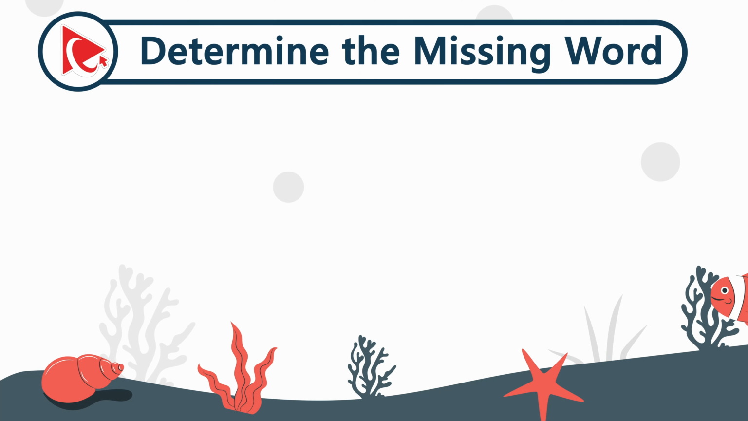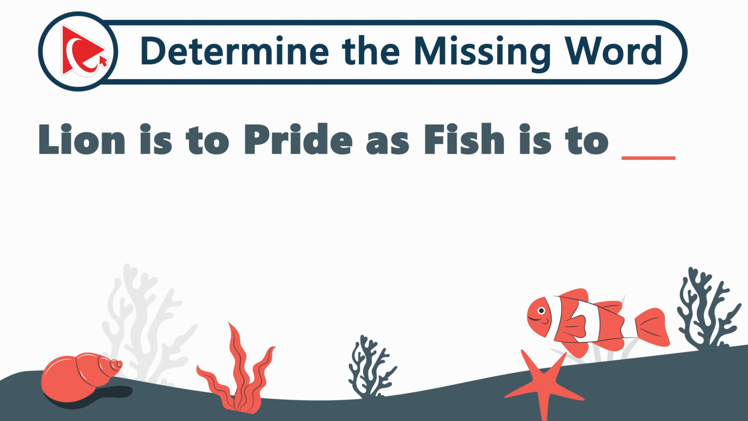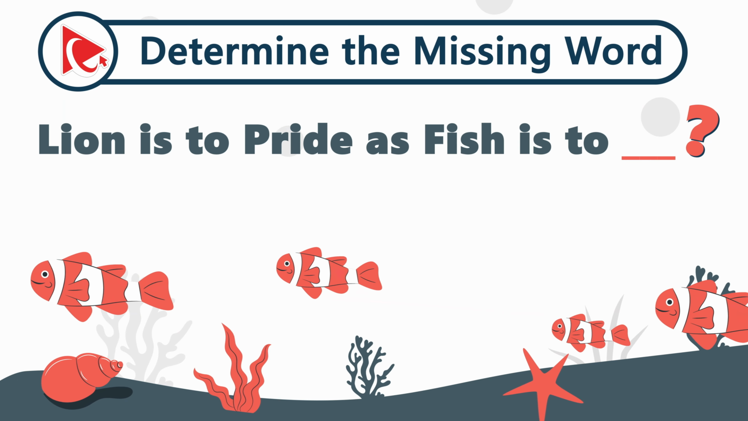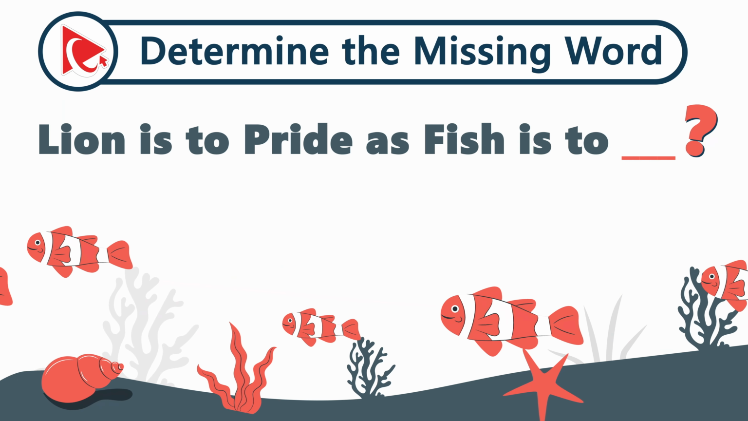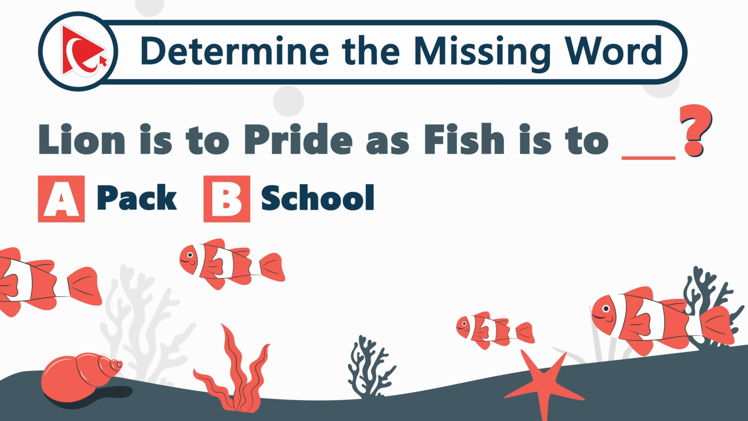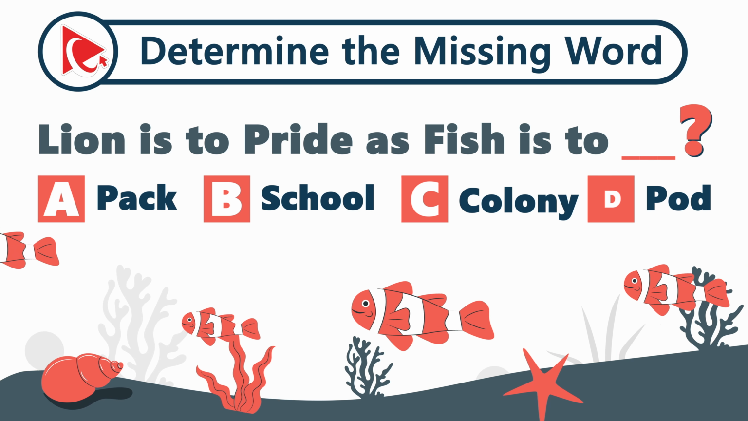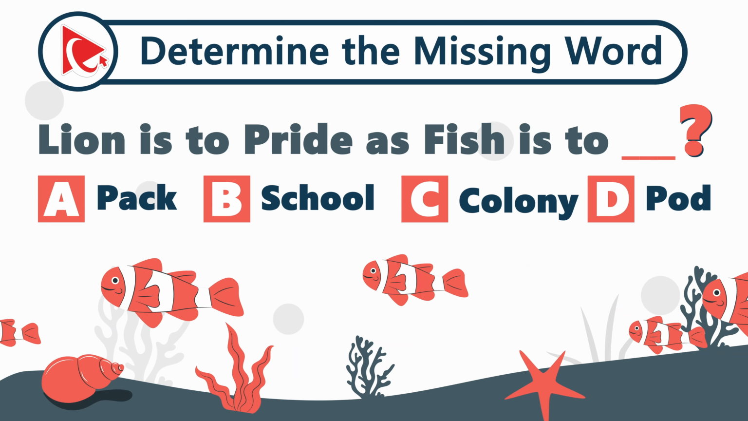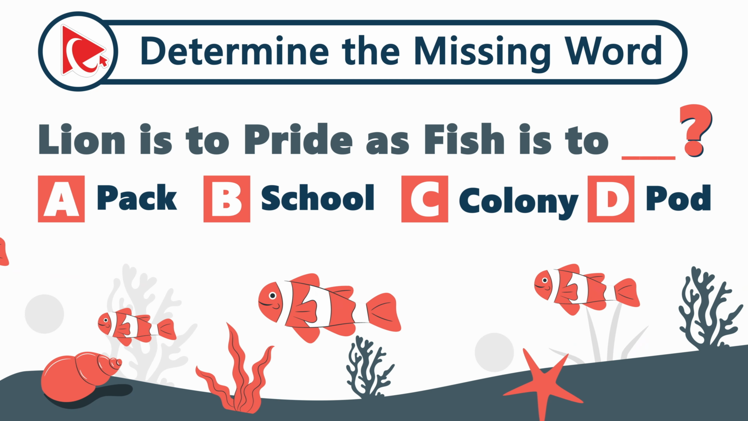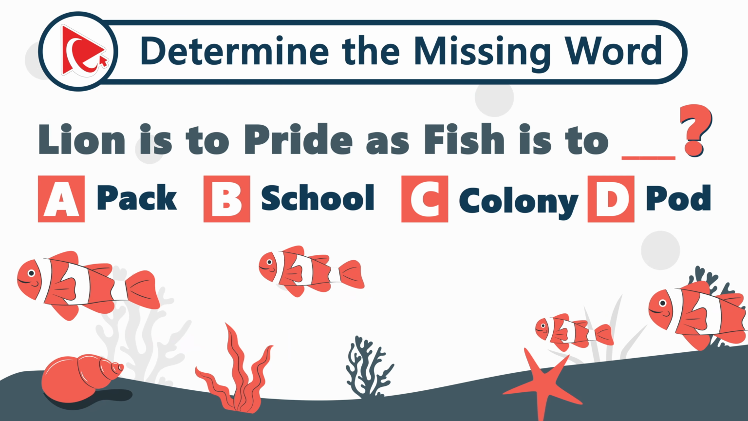In this question, you're presented with the statement, lion is to pride as fish is to, and your answer needs to be selected as one out of 4 possible choices. Choice A, pack, choice B, school, choice C, colony, and choice D, pod. Take a moment to fully understand the question and carefully choose your answer. Once you're ready, we'll reconnect to review it together. Let's get started.